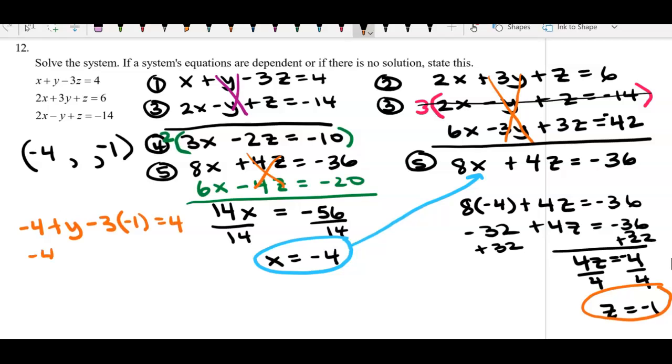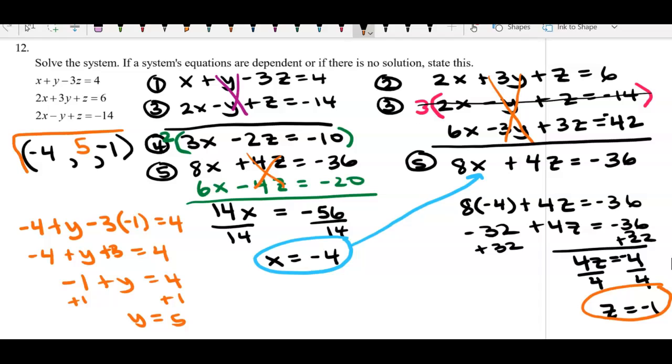All right, let's simplify this. Plus 3 equals 4. So I've got -1 plus y equals 4. And I just need to add the 1 over. So y equals 5. Is that what you guys came up with? Yes. And so that would be our answer, that ordered triple right there.